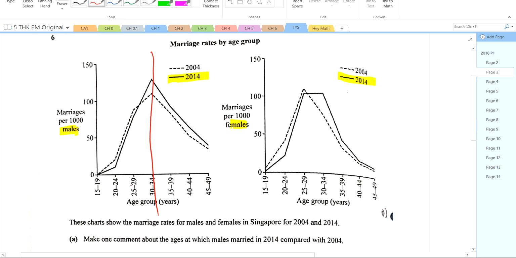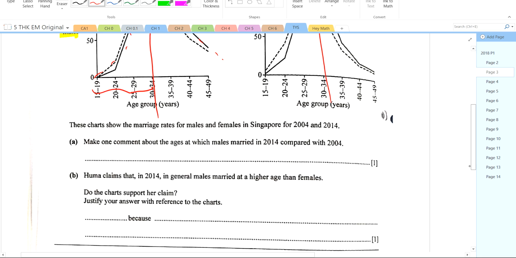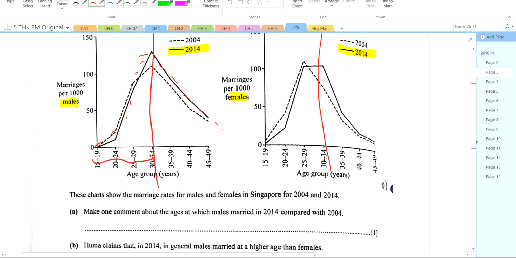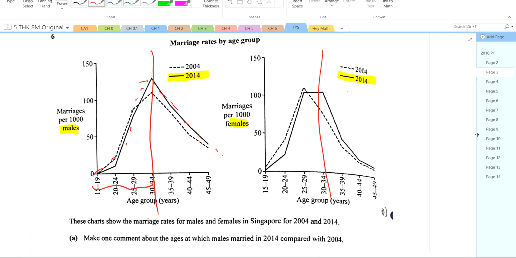we see that the number of people over here, that means we add all these values up, is quite similar to the number over here. Whereas for the females, we can't really tell that females are marrying at a higher or lower age than the males. So I think this answer will be open. Okay, as long as you're able to justify, you should be given the marks.